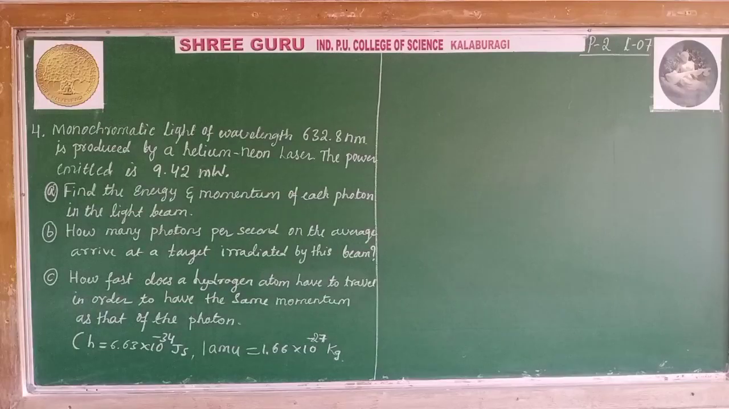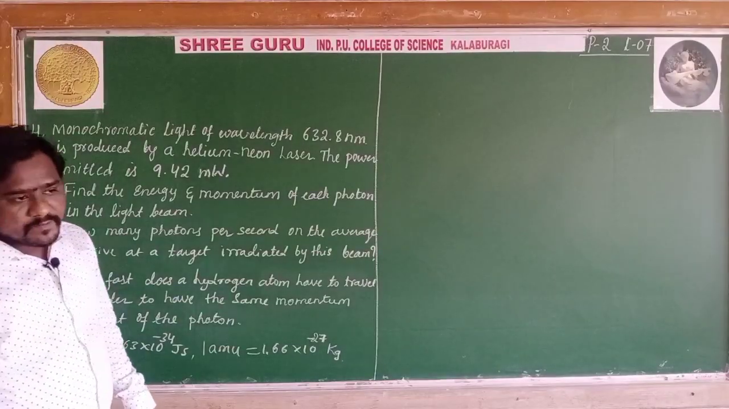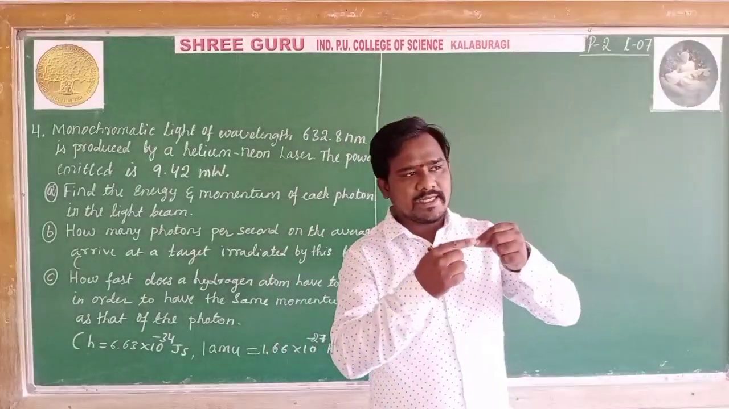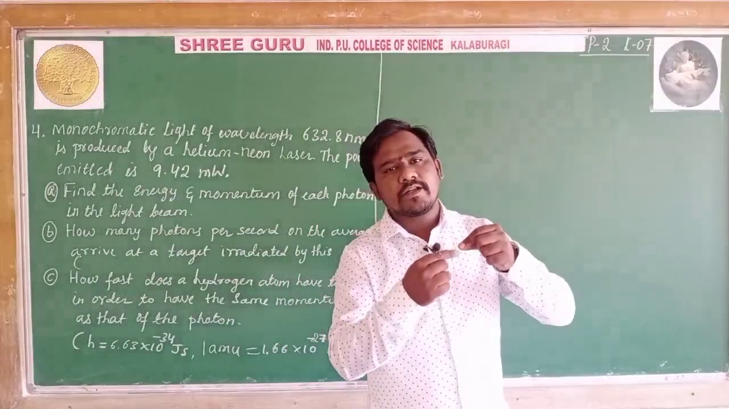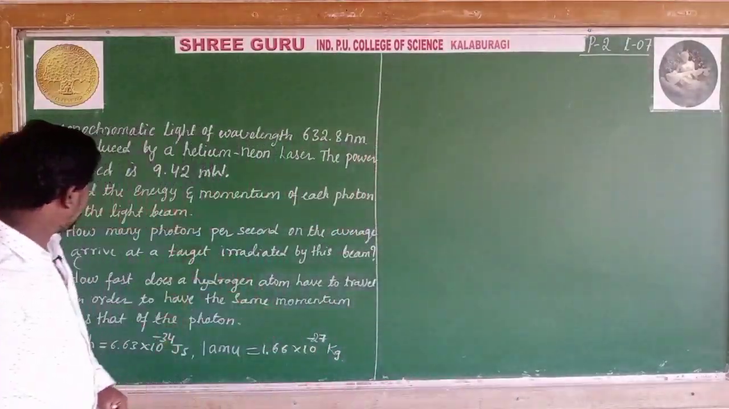Here we should assume that the beam has a uniform cross section which is less than the target area. What should we assume? The beam has a uniform cross-sectional area which is less than that of the target.